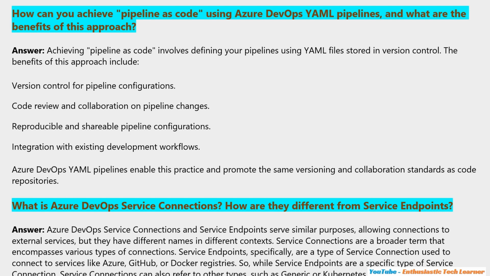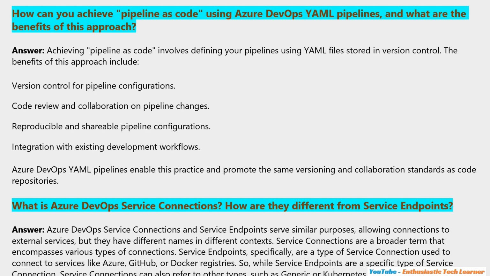What are Azure DevOps service connections? How are they different from service endpoints? Answer: Azure DevOps service connections and service endpoints serve similar purposes, allowing connections to external services, but they have different names in different contexts. Service connections are a broader term that encompasses various types of connections. Service endpoints, specifically, are a type of service connection used to connect to services like Azure, GitHub, or Docker registries.